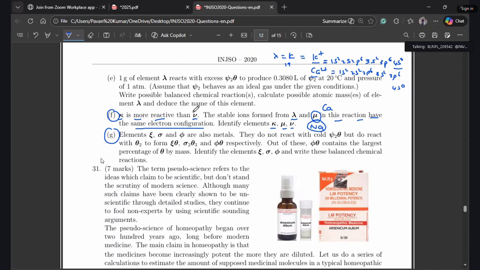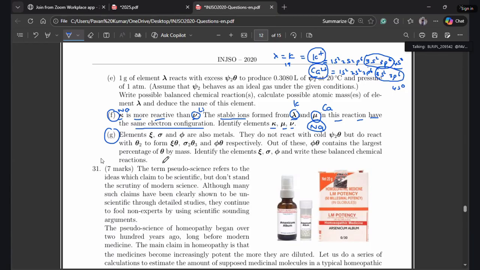Nu is lithium. This is sodium. That's it. Mu is calcium. Correct. Mu and lambda is potassium, because lambda is in the stable ion. Stable ion means K plus is stable. Why is K plus stable? Because of octet configuration 3s2 3p6. Why is Ca2+ stable? Because of 3s2 3p6. Got it?